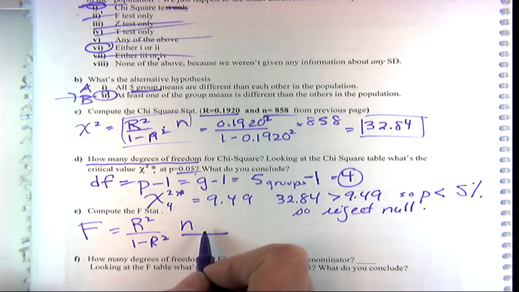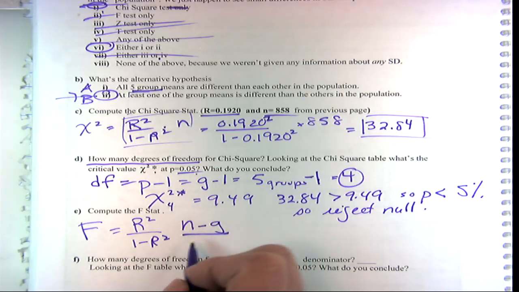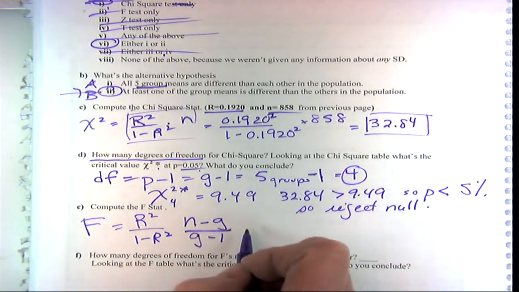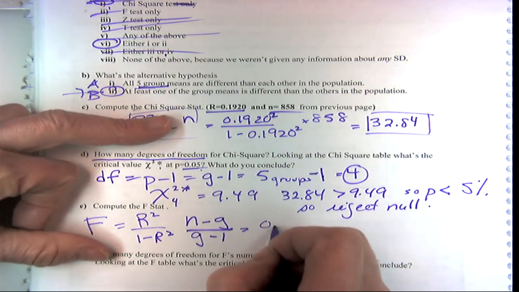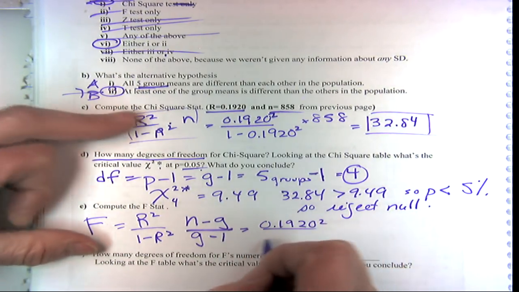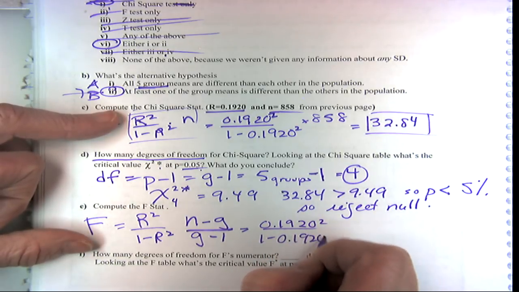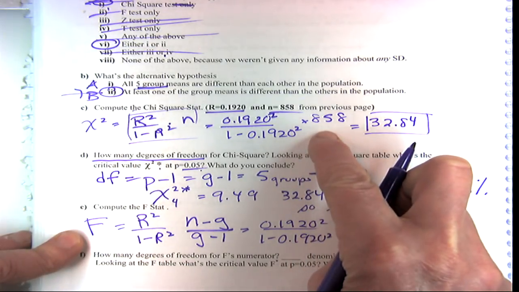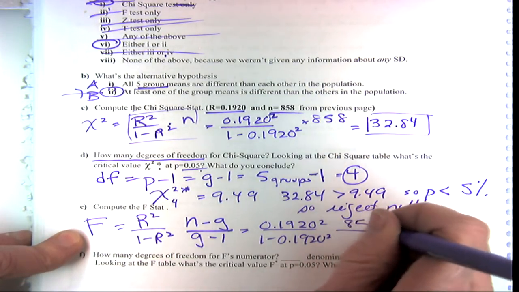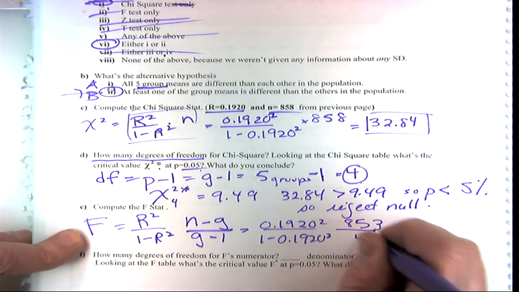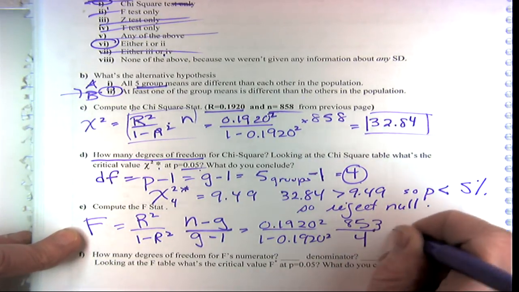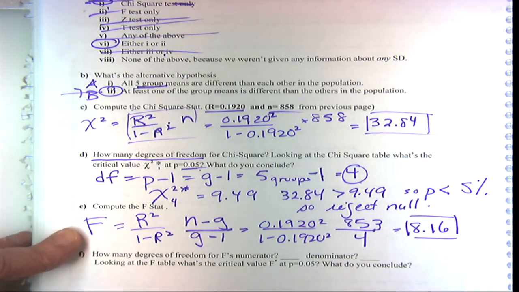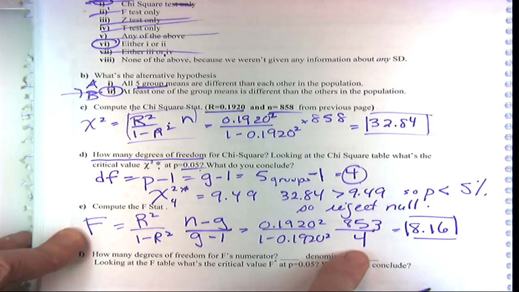Remember what it is? It's n minus p, but that's the same as n minus g. And p minus 1, which is the same as g minus 1. So now we are done. All right, so we can just write that out. So that's 0.1920 squared over 1 minus 0.1920 squared. And then we have in our, what is it? 858 minus 5. So that's 853 and 4. G minus 1. And I got 8.16. Okay, it's smaller by about the amount of that.